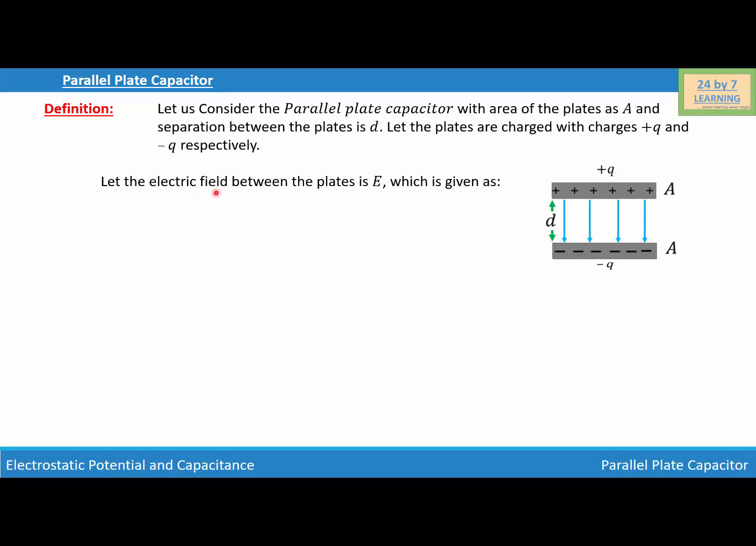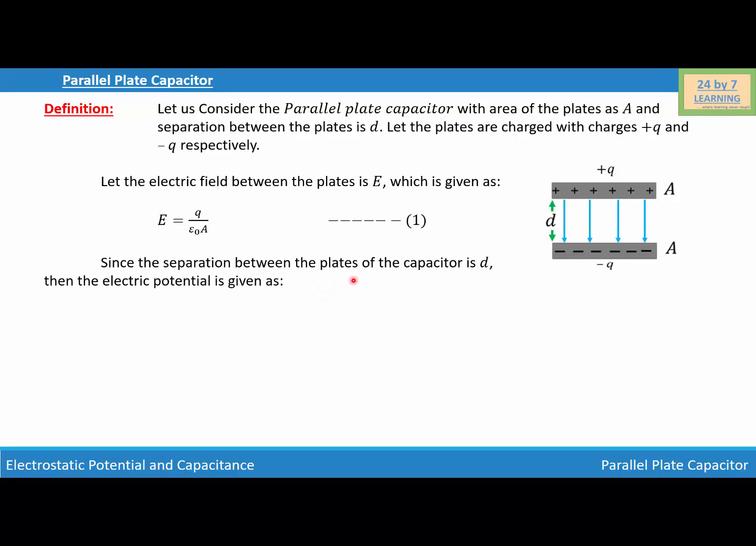So we will write, let the electric field between the plates be E, which is given as E is equal to Q over epsilon 0 A, and let this be our equation number 1. Since the separation between the plates of the capacitor is D, the electric potential is given as V is equal to ED, and let this be our equation number 2.